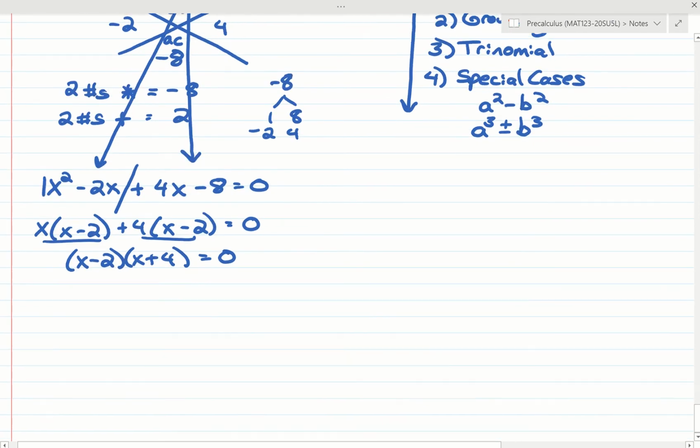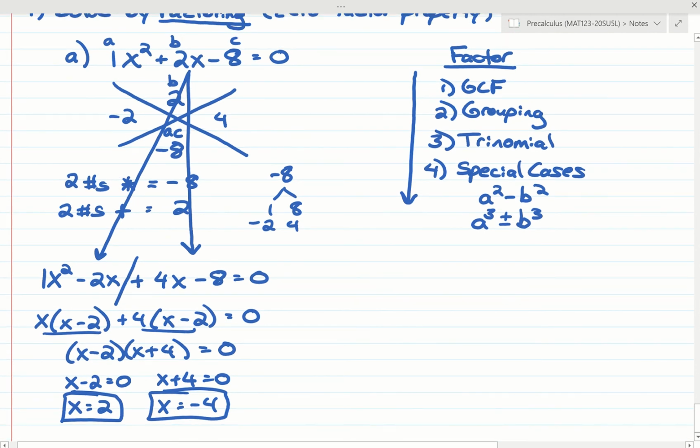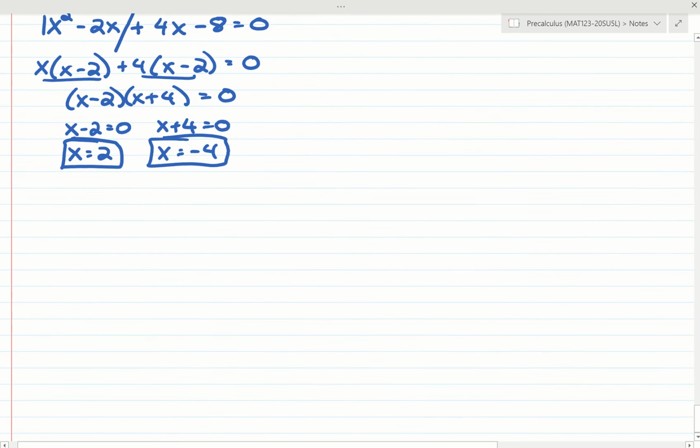Now at this point, we want to know, when you have two numbers that multiply together to be 0, that means one of those is 0. So if x minus 2 is 0, that would happen if x was equal to 2. That's one of our answers. And if x plus 4 was equal to 0, that would happen when x is equal to negative 4. If you plug either of these back into the original problem, you would get 0. So those are our x-intercepts and solutions to this problem. Let's try one more.